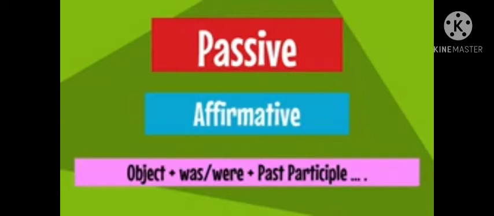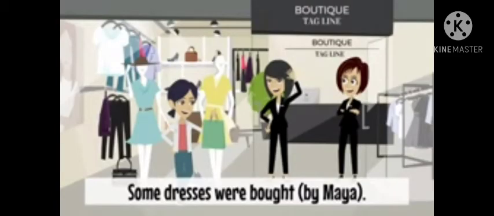The object of the active voice becomes the subject of the passive voice, then was with the singular subjects and were with the plural subjects, then past participle form of the verb. This is the formula of simple past tense passive voice affirmative sentence. For examples, some dresses were bought by Maya. The gate was opened by the peon.